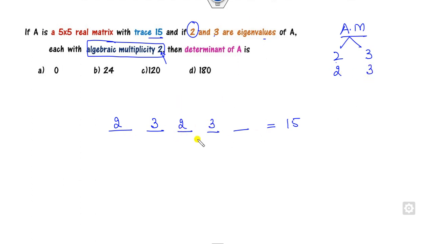So these are my 4 eigenvalues. Sum of them is my 15. So what is that? It's 9, 11, so it's 10, it's a 5. And you have to find the determinant of A.